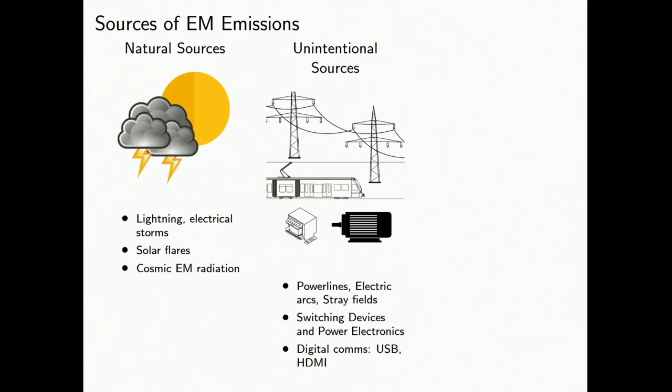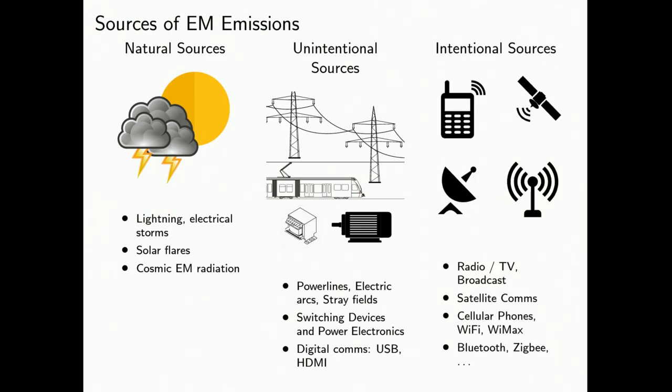Similarly, transformers have stray electromagnetic fields, and some of this field can link to nearby systems. Another example of unintended sources of emission are high-speed digital communication cables, for instance USB and HDMI. These days, even though these are wired forms of communication, the data speeds are so high that some amount of energy is emitted by the cables or the conductors that carry these signals as well.